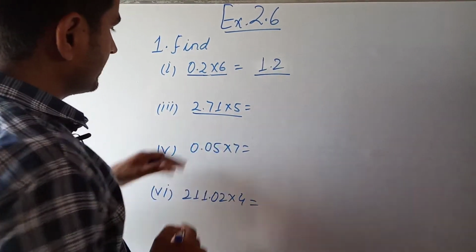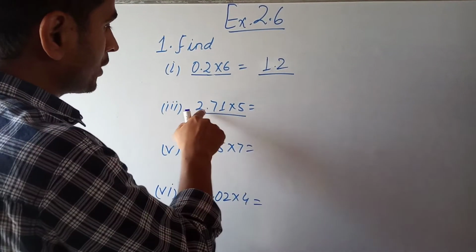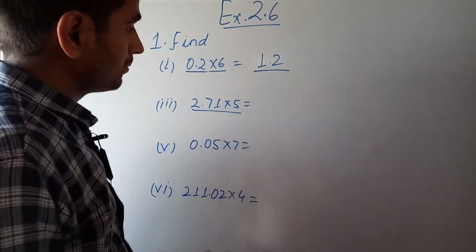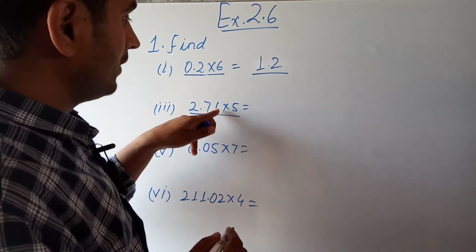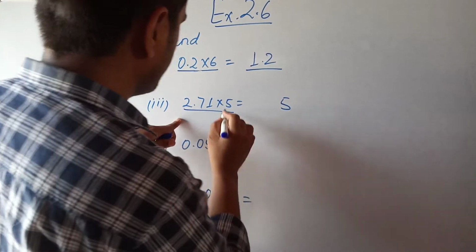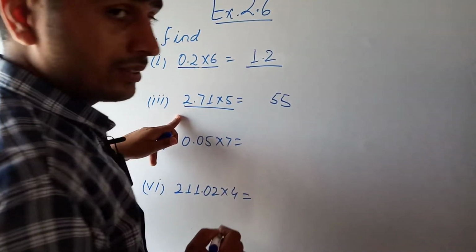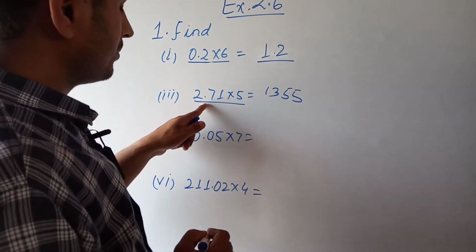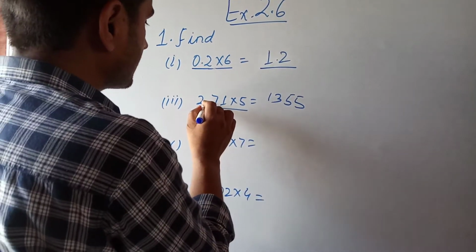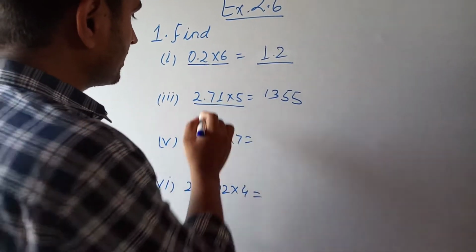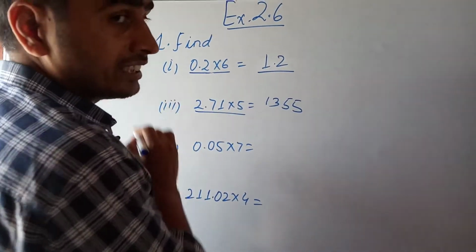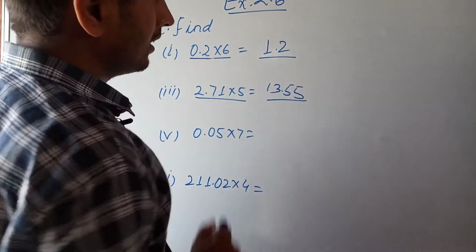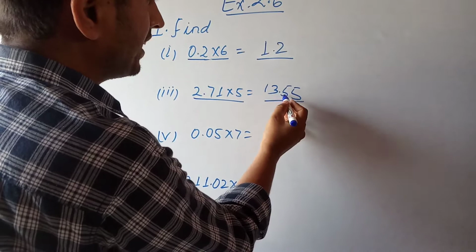Now coming to third, we have to multiply this number. Just forget this decimal point. Just think it is 271 multiplied by 5. When 271 is multiplied with 5, it will be 5 ones are 5, 5 sevens are 35, carry 3, and 5 twos are 10 plus 3 is 13. Now see here in the multiplication, after decimal there are two digits. So in the product we will put the decimal after two digits, 1, 2 here. So it will be 13.55.